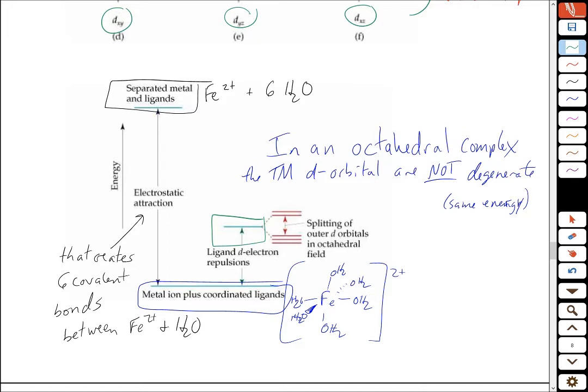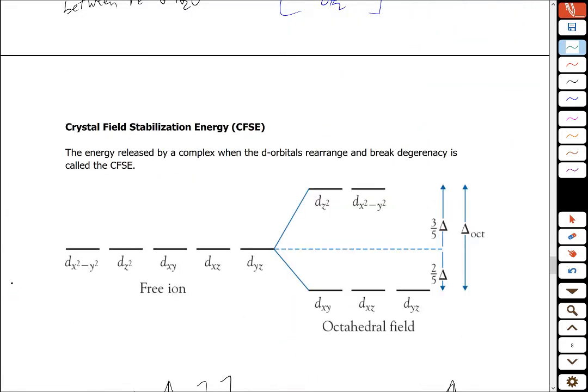And the final step is that because the 5 d orbitals do not have equivalent overlap with the ligands, the d orbitals split into a set of 3, which are lower energy because they have less overlap and less electron repulsion, and a set of 2, which have stronger repulsion, more overlap, and are higher energy. So we get to here.